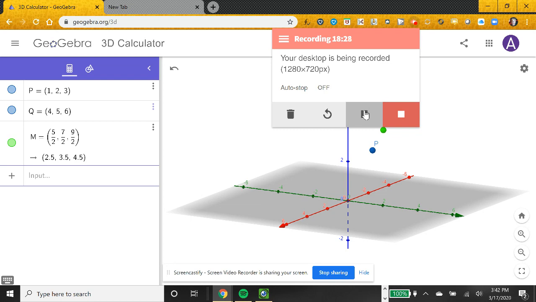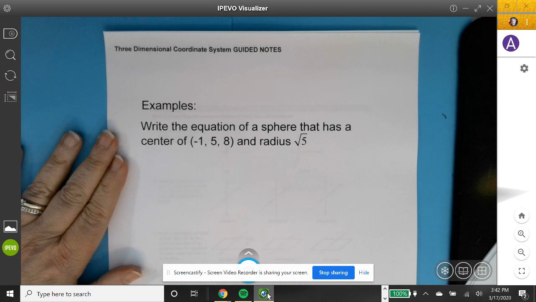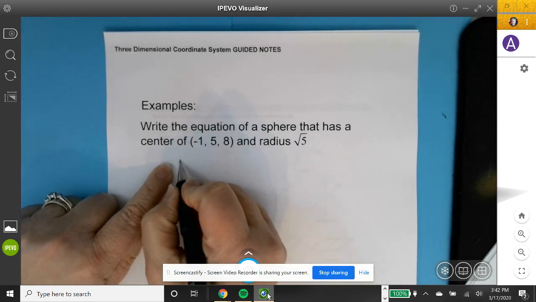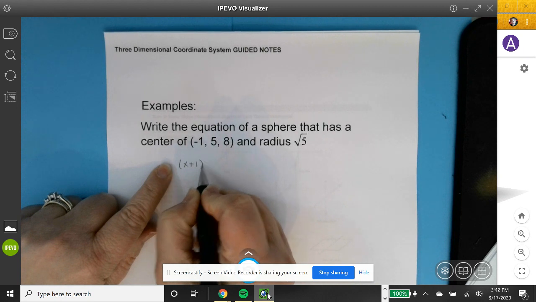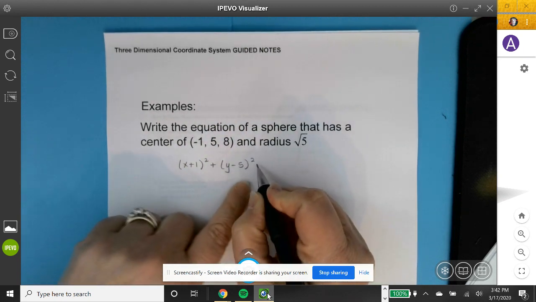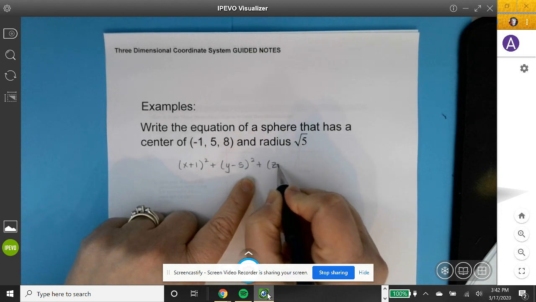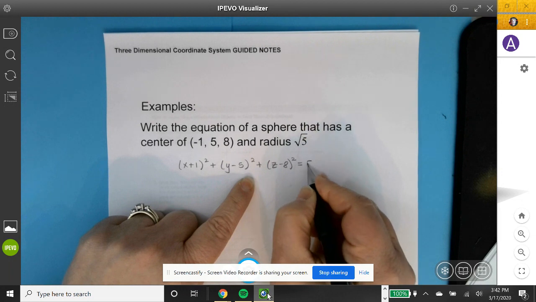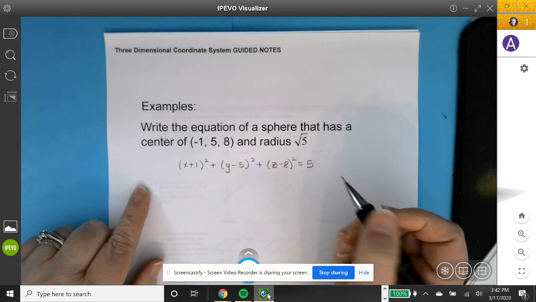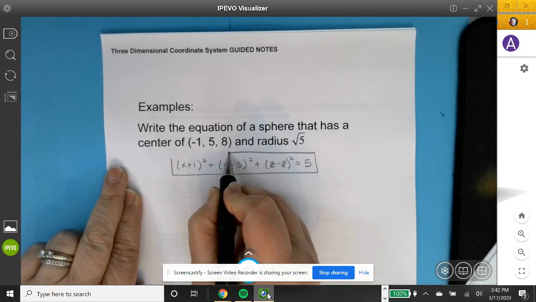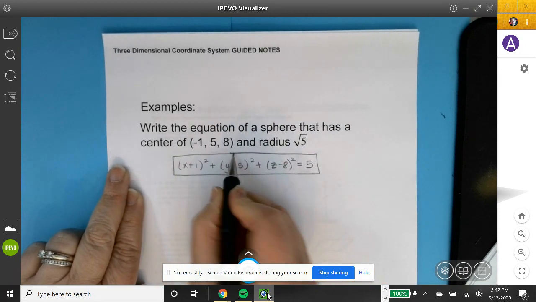All right, so the center is -1, 5, and 8, as I just mentioned. And let's write that equation. It's really easy. It's going to be X plus 1 quantity squared plus Y minus 5 quantity squared plus Z minus 8 quantity squared equals root 5 squared, which is just 5. So there's our equation, which is pretty cool. Easy enough to write, just like it is with circles.